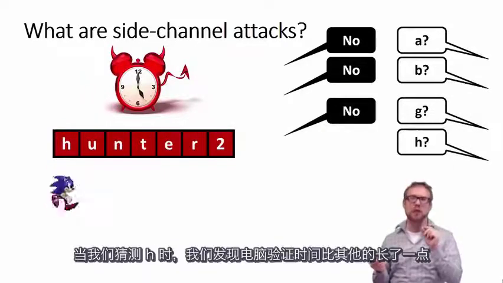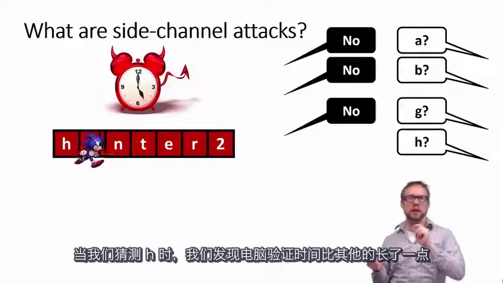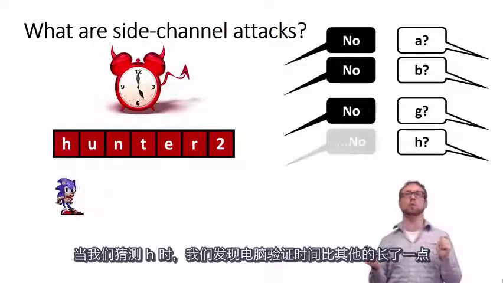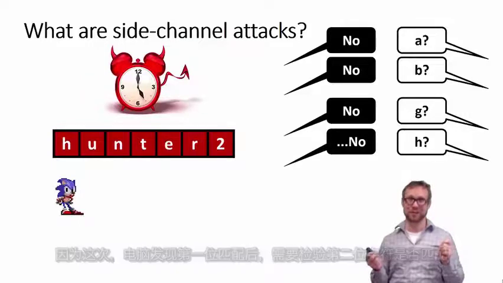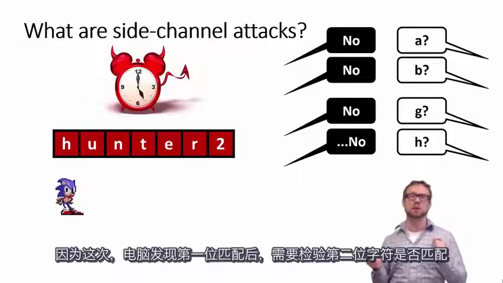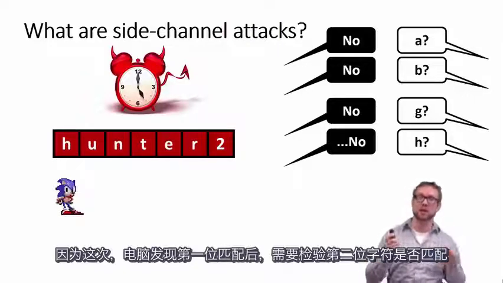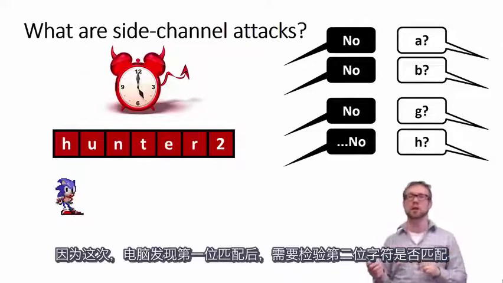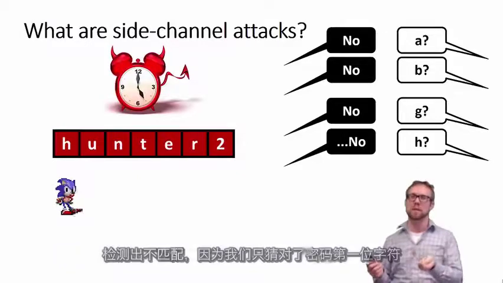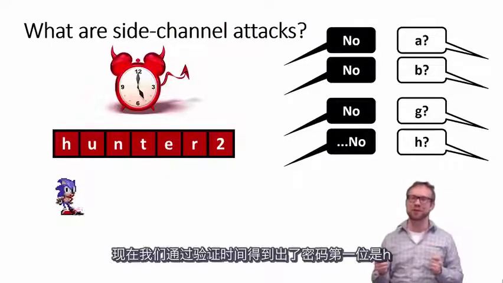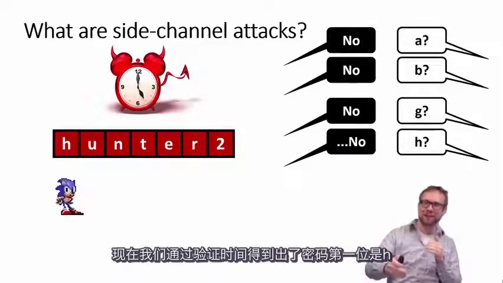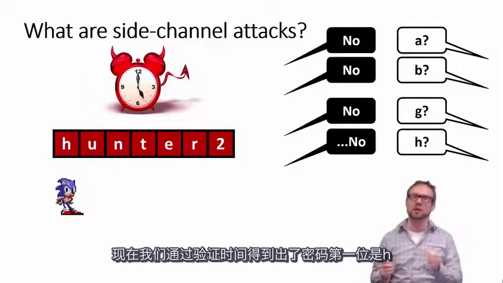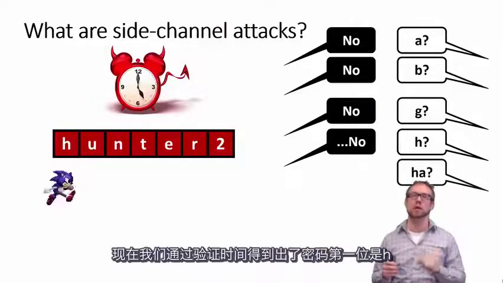You guess H now. What you notice is that it takes a little bit longer for the computer to respond to you. That happened because the computer had to look at the letter H, saw that it matched, and then had to look at the subsequent letter and see if there was a match there. There was no match because you guessed a one-letter password, and the password is actually longer. So now you might be pretty confident, just by looking at the timing information, that the first character is H. And so you can move on to HA.